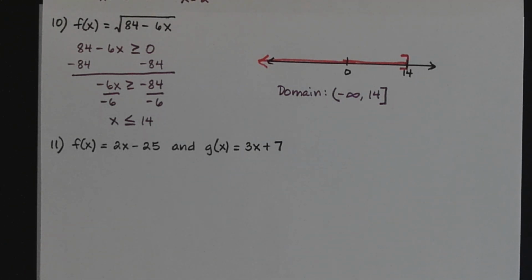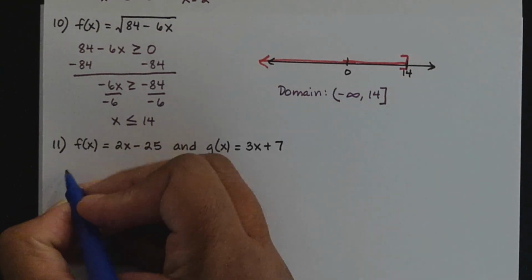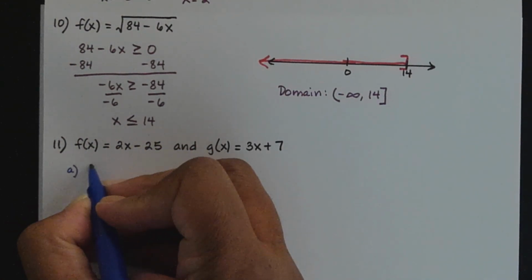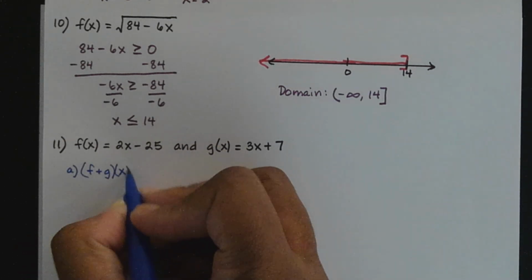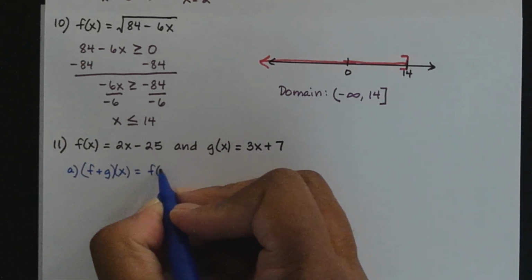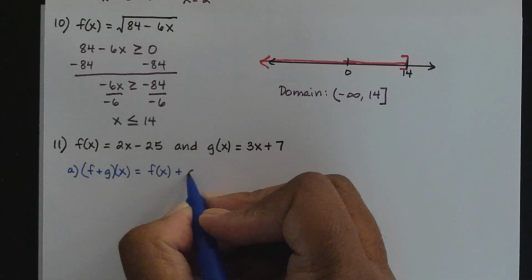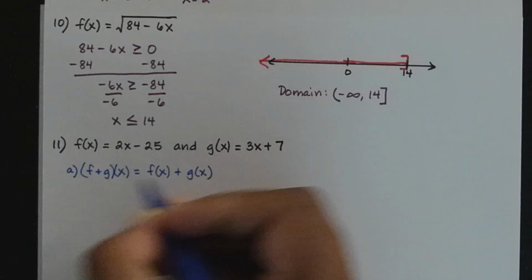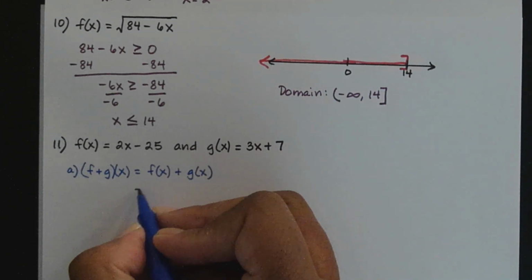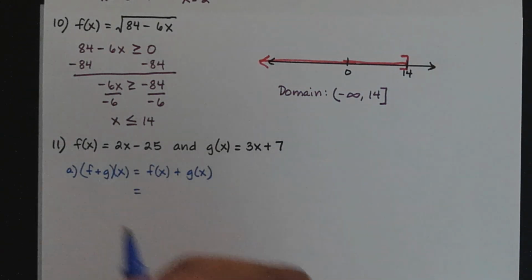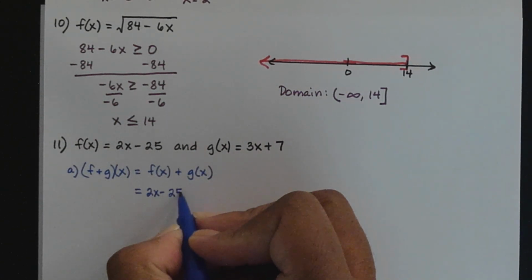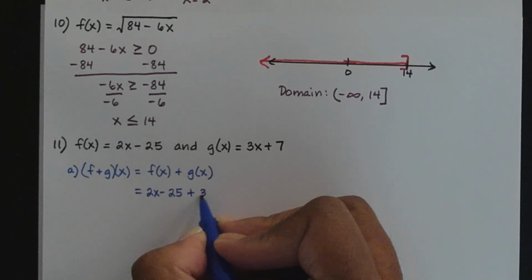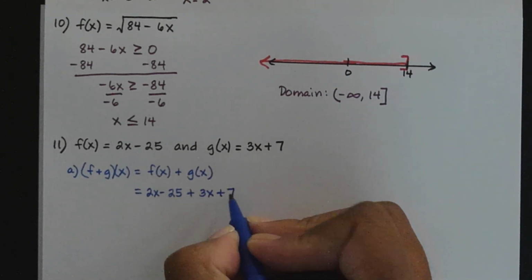So here we're going to find the sum of those two functions, starting with f plus g of x. That's part A. And that just simply means f of x plus g of x. So here we replace the f of x with that 2x minus 25, then plus g of x, that's 3x plus 7.